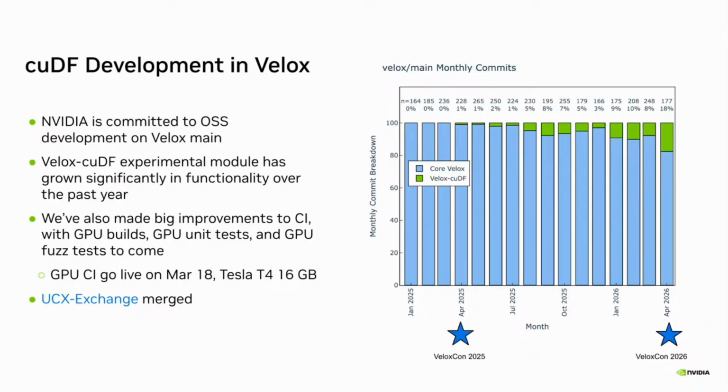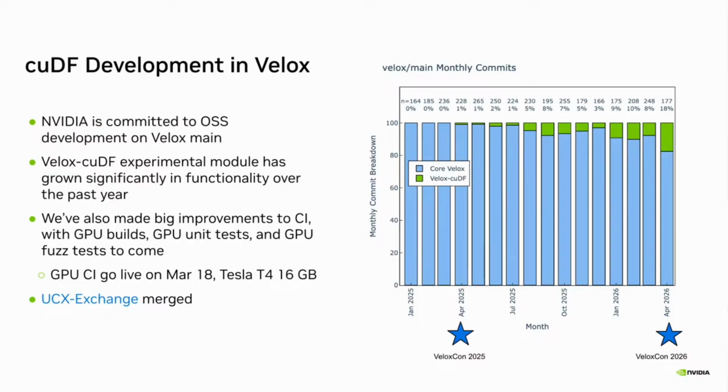To give you an idea of our momentum, last year at VeloxCon 2025, Velox cuDF accounted for less than 1% of the pull requests. Fast forward to today, more than 10% of the monthly pull requests are coming from Velox cuDF. And that's incredible momentum thanks to the open source community.